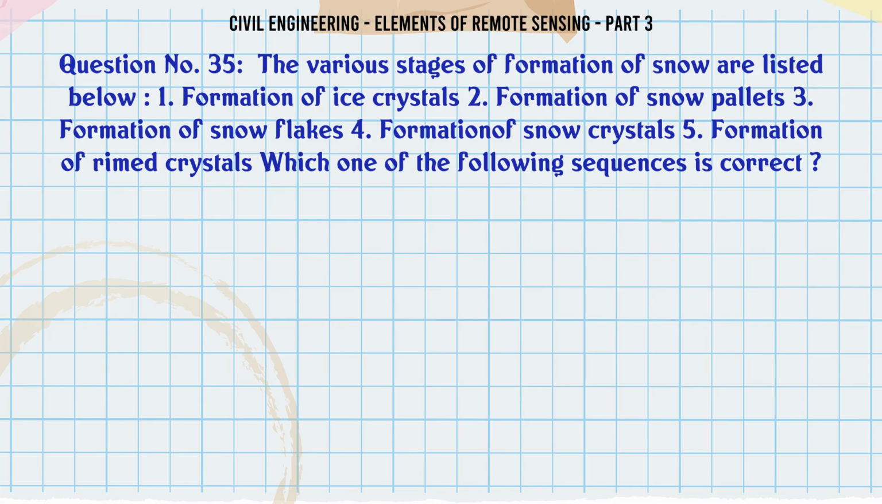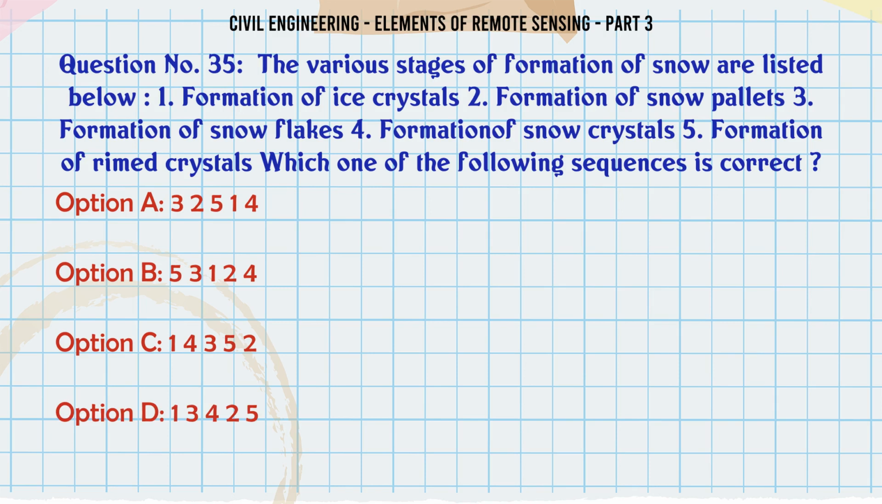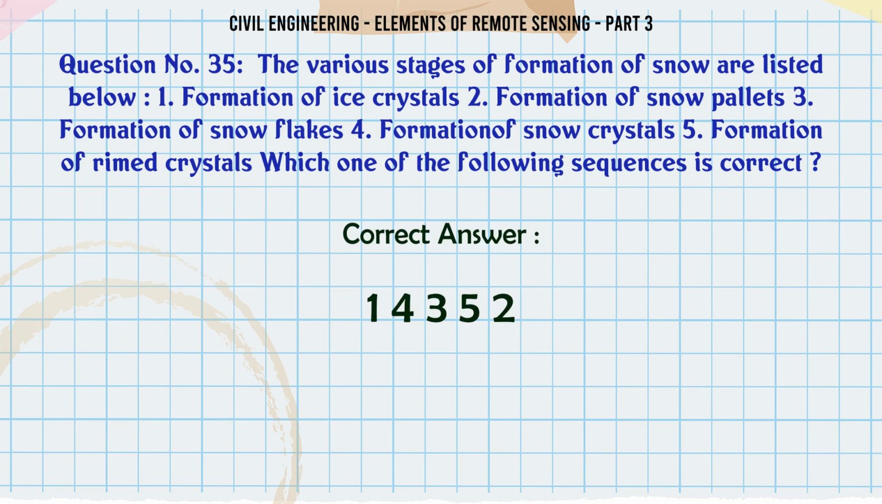The various stages of formation of snow are listed below. 1. Formation of ice crystals. 2. Formation of snow pellets. 3. Formation of snowflakes. 4. Formation of snow crystals. 5. Formation of rimed crystals. Which one of the following sequences is correct? A. 32514, B. 53124, C. 14352, D. 13425. The correct answer is 14352.